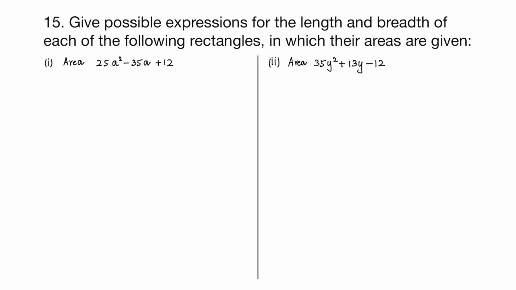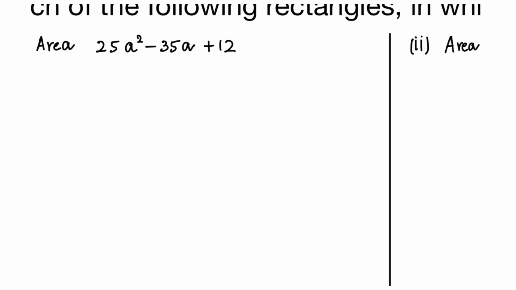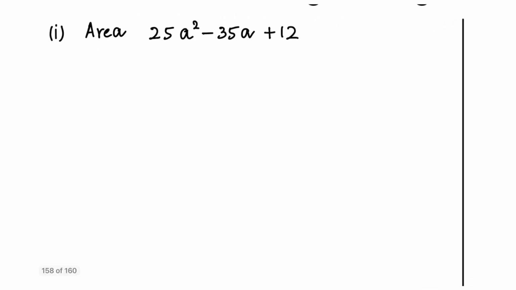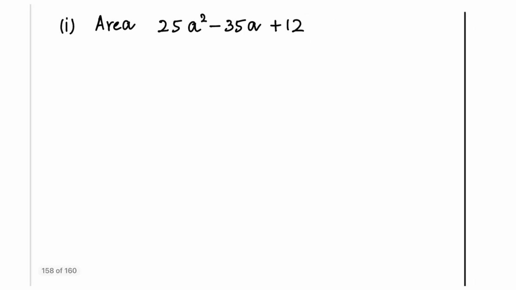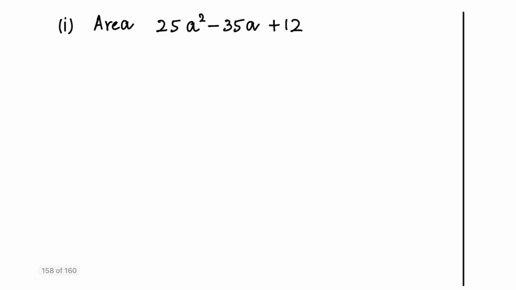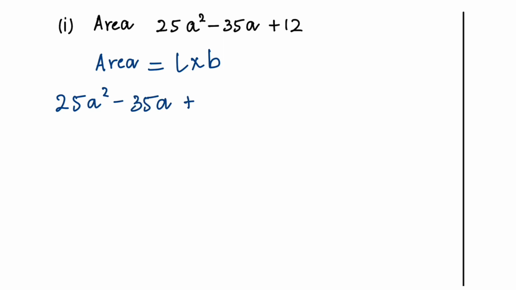And we are at the 15th question. Give possible expressions for length and breadth of each of the following rectangles in which areas are given as a polynomial. Okay, we are given the area of a rectangle and you're supposed to find the possible lengths. What might be a length for this rectangle? We are given the area. Area for a rectangle is equal to length into breadth, right? And we have this area to be a polynomial, to be precise a quadratic polynomial.